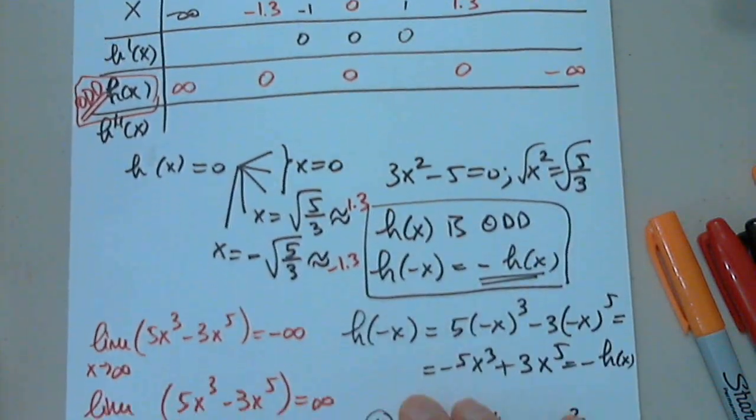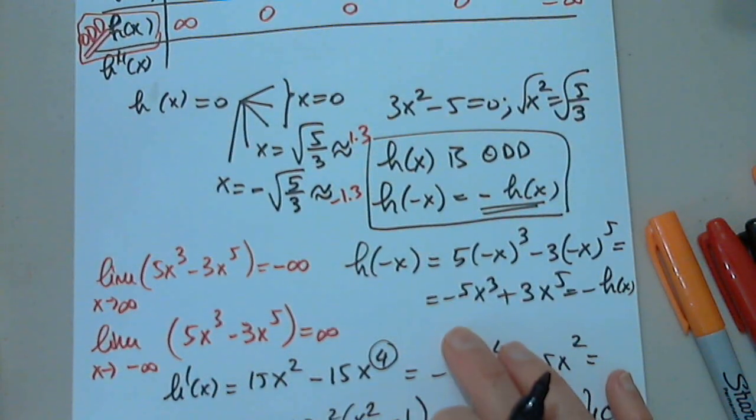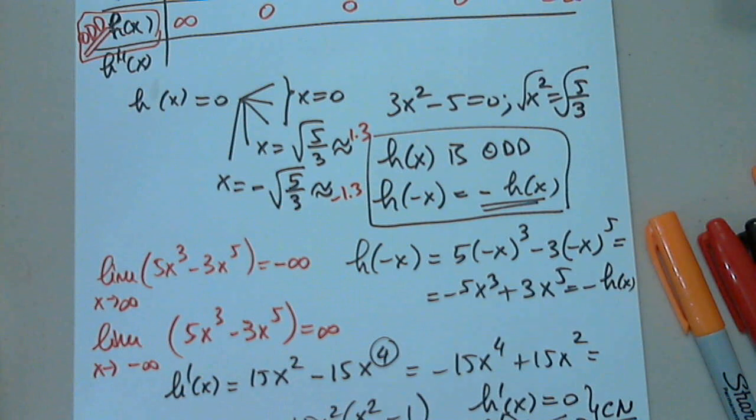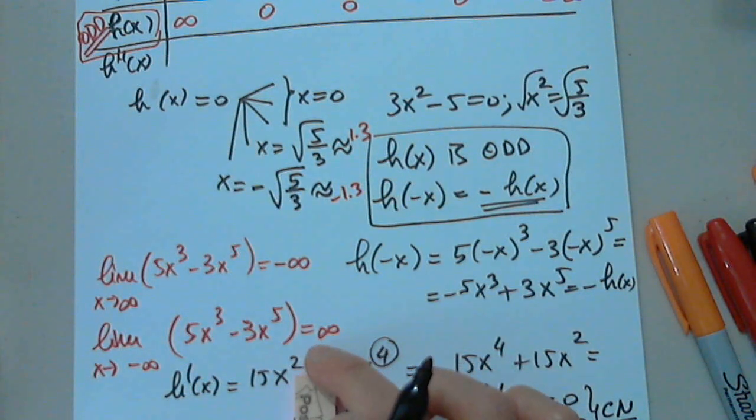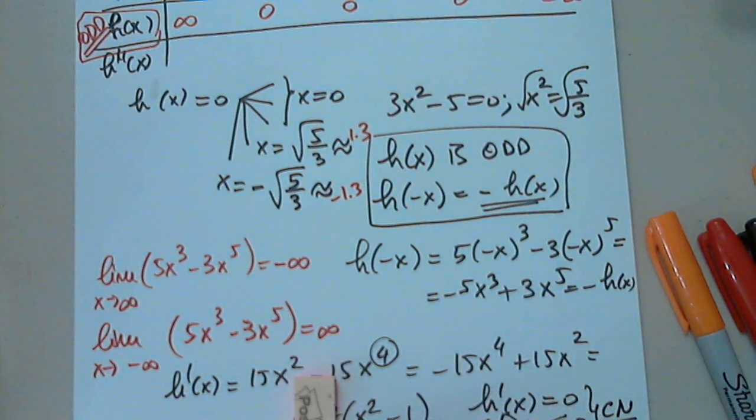Okay. Now I have to study the sign. But I refuse to study the sign of 15x squared. It's a waste of time. It's always positive. What I will study the sign of is x squared minus 1 with minus in front.